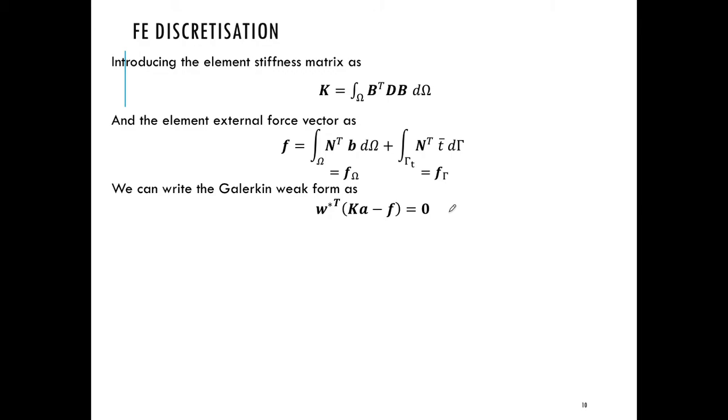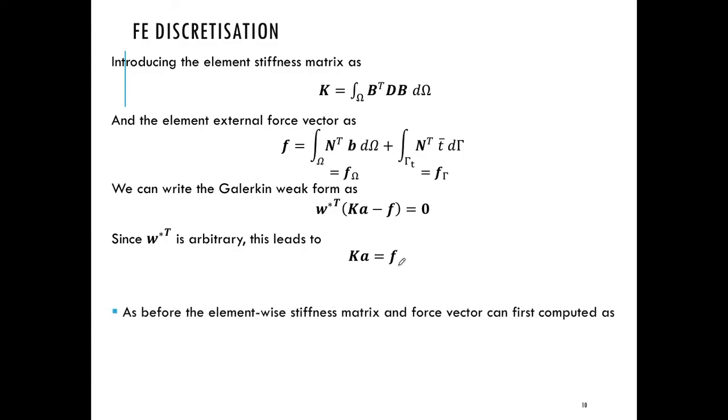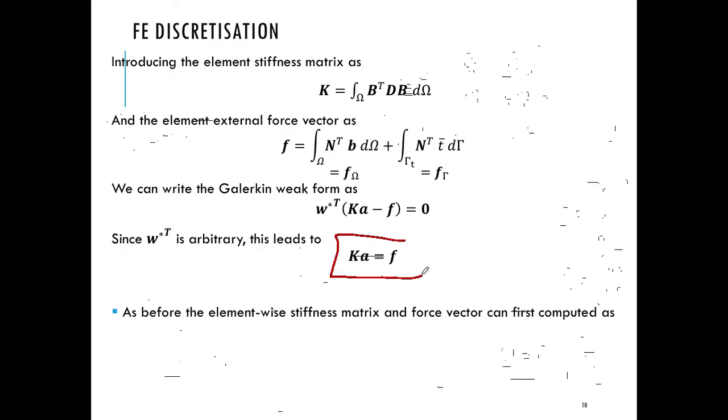So using these notations, I can write down my Galerkin weak form more compactly like so. Finally noting that we know that our weight function is arbitrary, the only way for this to be fulfilled is if our K a is actually equal to F. And this is, of course, our standard finite element system equation that we have seen so many times before, and we've seen just now that we can also find it for our linear elasticity problems. Okay, now as before, this is the global equation, and whenever we're solving a finite element problem, we have to solve the global equation.